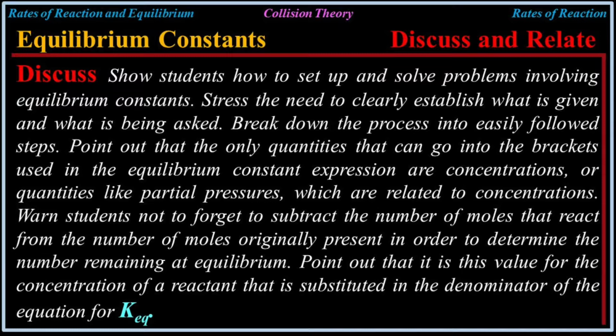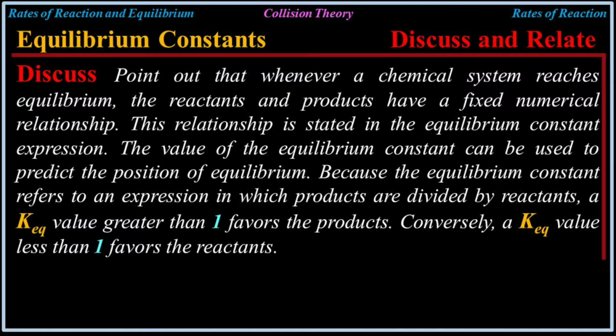Warn students not to forget to subtract the number of moles that react from the number of moles originally present in order to determine the number remaining at equilibrium. Point out that it is this value for the concentration of a reactant that is substituted in the denominator of the equation for Keq. Point out that whenever a chemical system reaches equilibrium, the reactants and products have a fixed numerical relationship. This relationship is stated in the equilibrium constant expression.